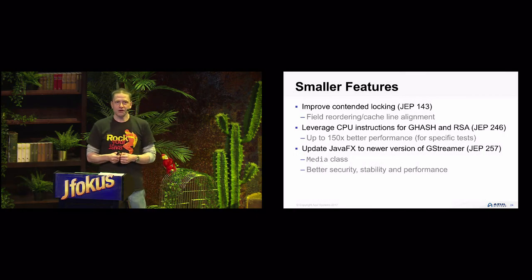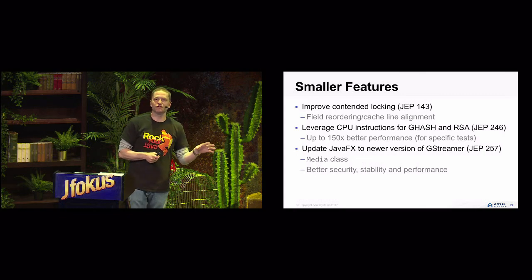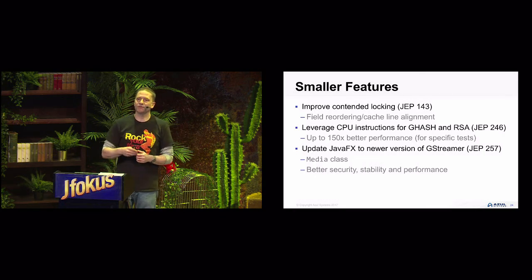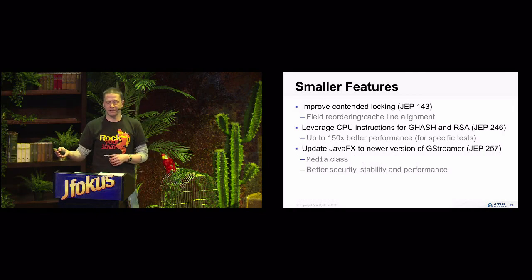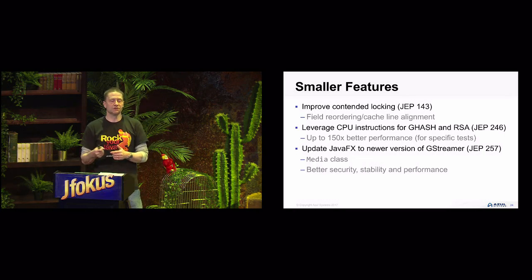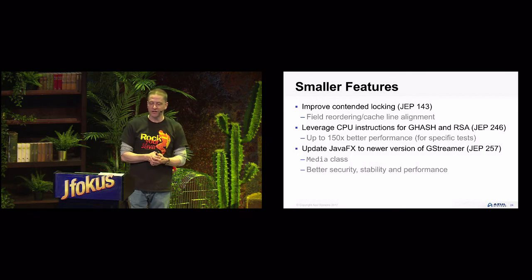Second thing is the idea of using the CPU instructions that are available in pretty much all modern processors to be able to do some of the cryptographic side of things. So rather than having to do it in software, you push it down into the chip, let the hardware do it. And depending on which benchmark you look at, it can give you anything up to 150 times better performance on those tests. So that's a good thing if you're doing a lot of cryptographic stuff.